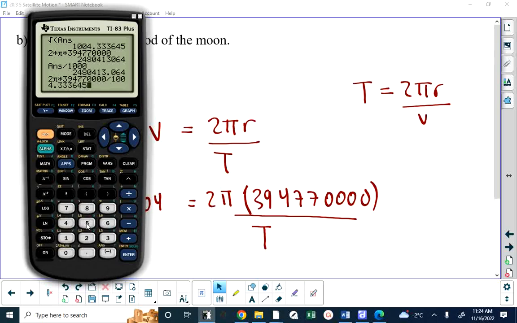I'm just being pedantic here, which means picky. I'll double check my numbers here. 2 pi r, r is 394,770,000, divided by the orbital speed will give me the orbital period in seconds. This is how many seconds it takes to go around once. Well, let's put that into perspective. That number is seconds. Divided by 60 will give me minutes. Divided by 60 again will give me hours. Divided by 24 hours gives me 28.6 days, which is pretty close.